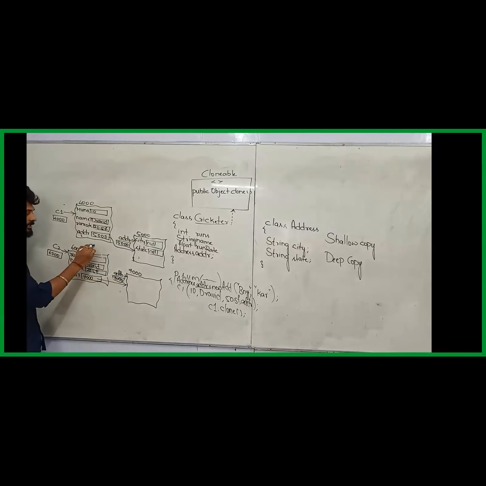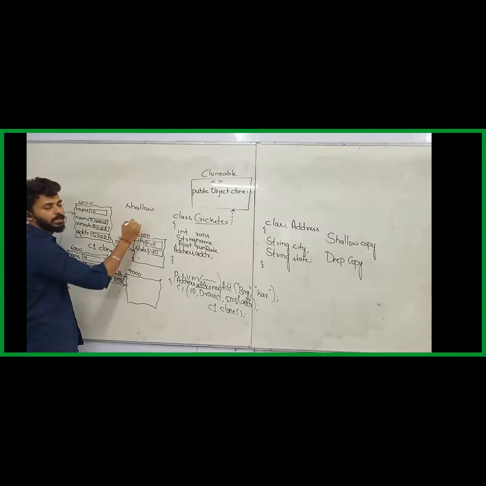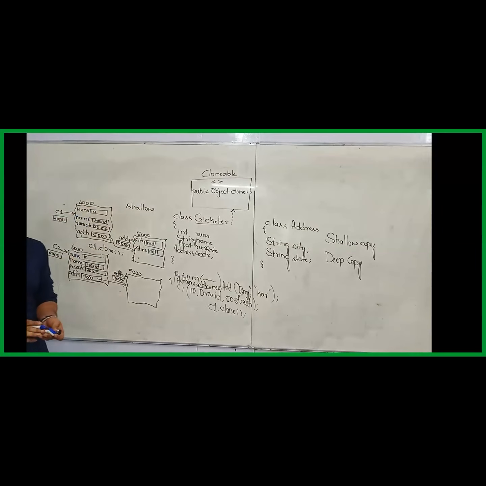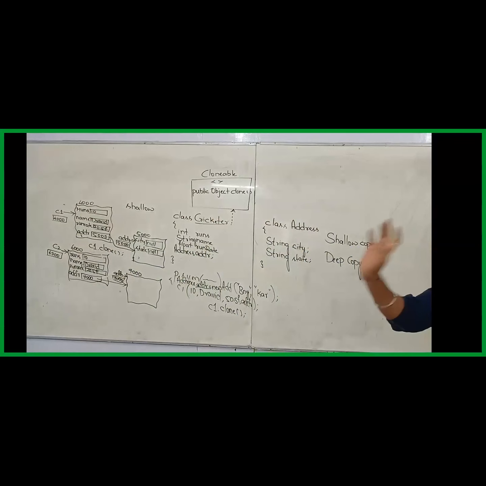If I try to say C1 dot clone, by default, which copy is chosen? Which type of copy? By default, if you try to create, it will be a shallow copy that will get created. Means all the fields and their values will get copied, but however, referred objects will get shared. Normally, if you just say C1 dot clone, it will not create the deep copy. It will create a shallow copy only. Clear? Online?